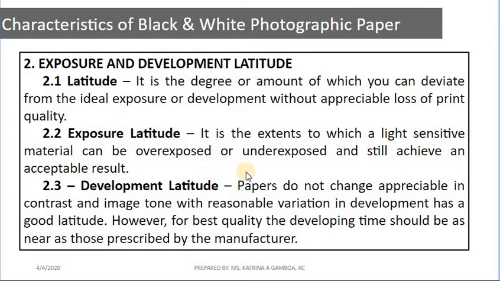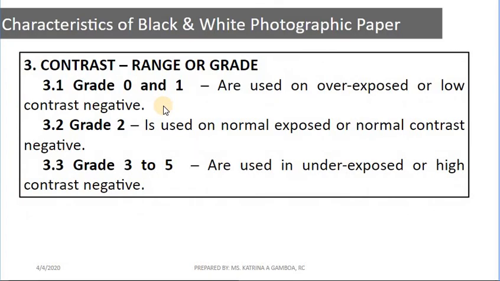And the last one, we have the development latitude. Papers that do not change appreciably in contrast and image tone with reasonable variation in development have a good latitude. However, for the best quality, the developing time should be as near as possible to that prescribed by the manufacturer. This latitude is their measure of how long they should expose or not. This is also how they know if the photographic film is overexposed or underexposed. So, there is a guide for this.